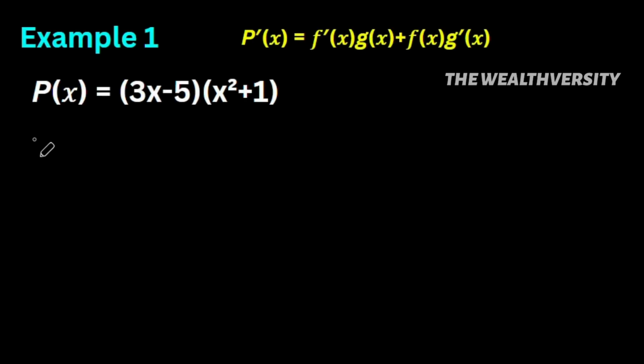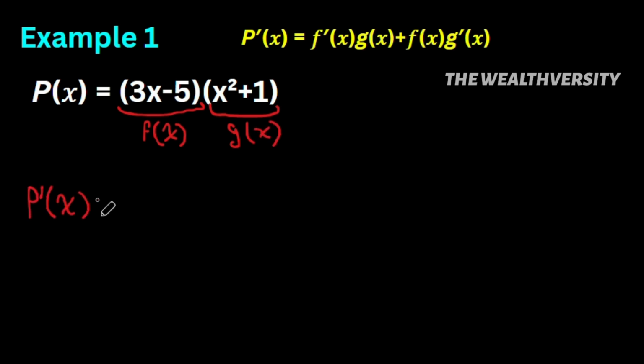Let's look at an example. P of x is equal to 3x minus 5 times x squared plus 1. The product rule formula is at the top of the page, so we can use it. Start by labeling the function. So 3x minus 5 will be f of x, and x squared plus 1 will be g of x.